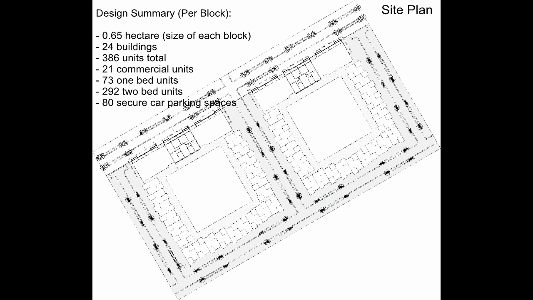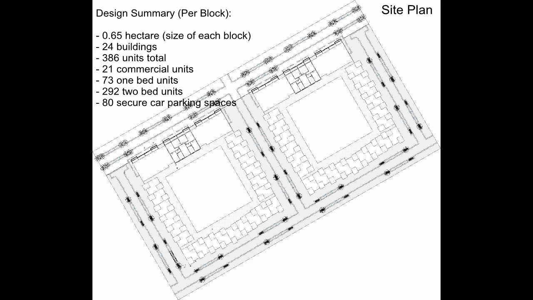The final design consists of 2 blocks. Each block has 24 separate buildings in a perimeter block formation. There are 21 commercial units, 73 one-bedroom units, and 292 two-bedroom units. That gives the total number of units of 386 per block. Considering the area of each block being 0.65 hectares, the net density without including the road and site works would be 566 units per hectare.